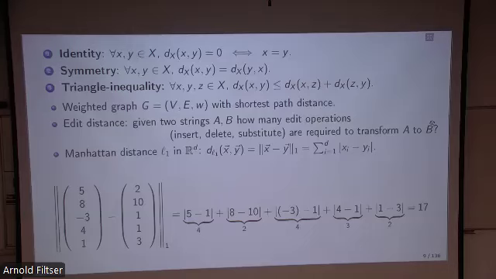This as well: the distance from any vector to itself will be 0. It's symmetric because absolute value is symmetric. And it has the triangle inequality, again because of the same fact that absolute value fulfills the triangle inequality.